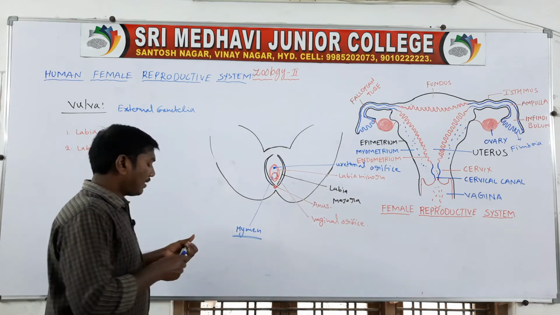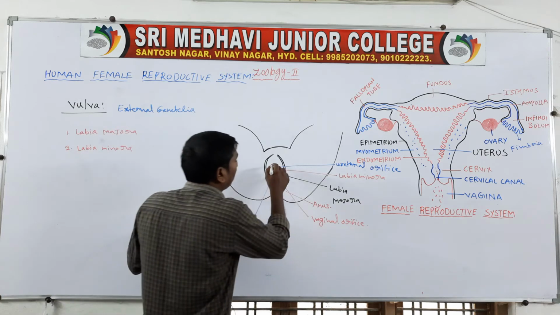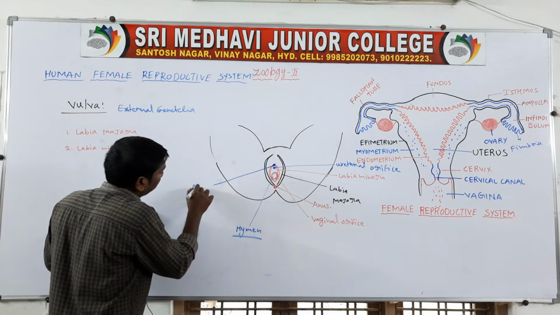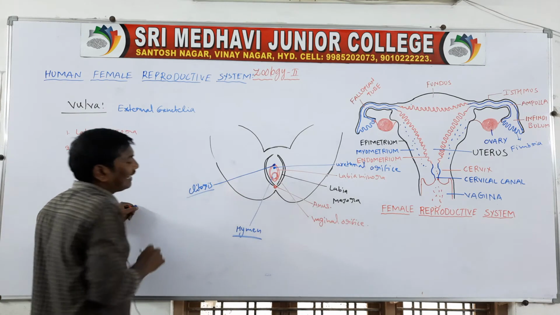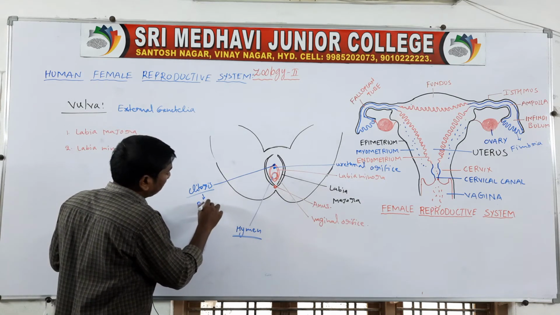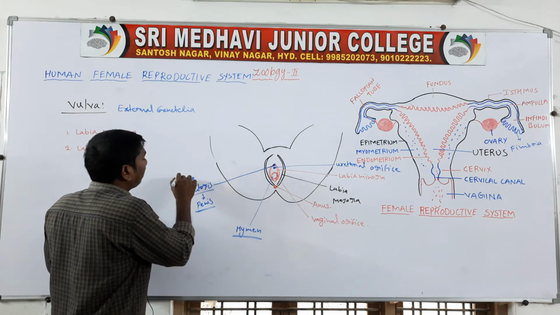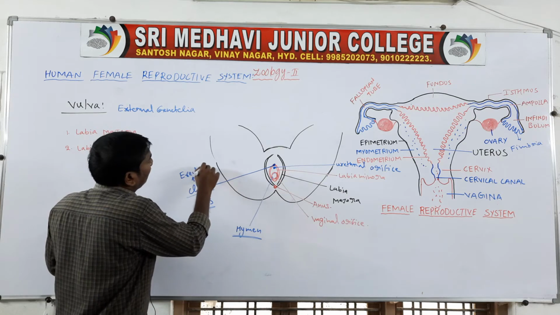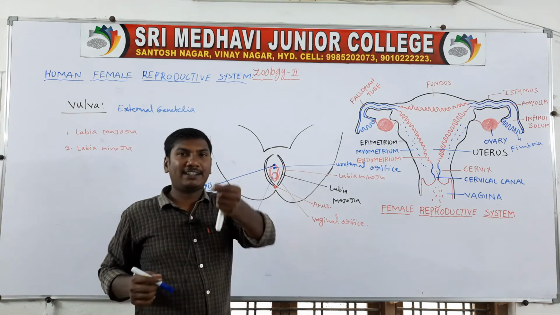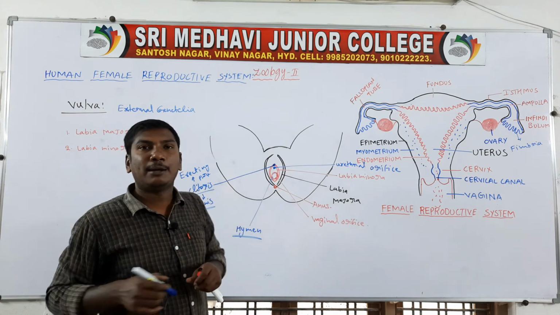Next, the anterior side of the labia majora contains a small finger-like structure called the clitoris. This clitoris is homologous to the penis. The female clitoris is an erectile organ, a small finger-like structure, homologous to the male penis.